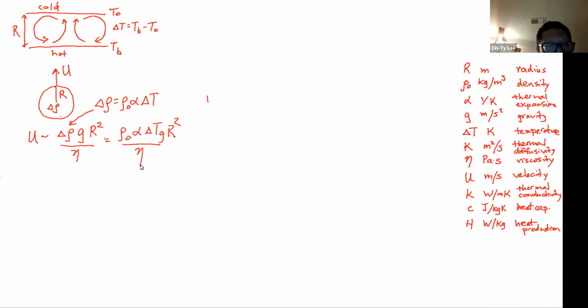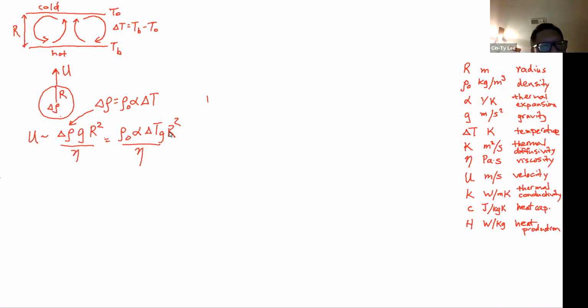So let's look at this. Obviously, if it's big, it rises fast, so r squared. But if the temperature difference is very large, there's a large thermal buoyancy, and the density difference is very high, so it rises very fast. And of course, viscosity has a moderating role. If the viscosity is too high, the velocity goes down.